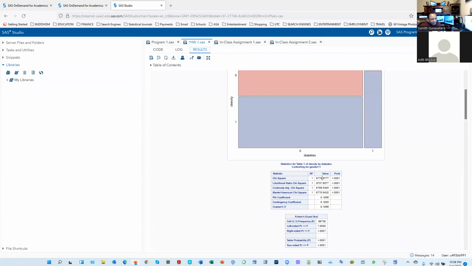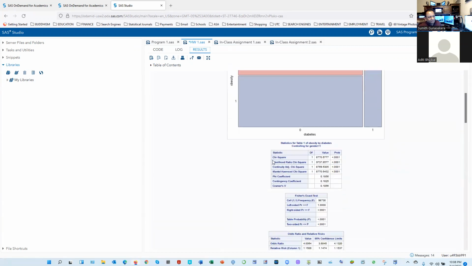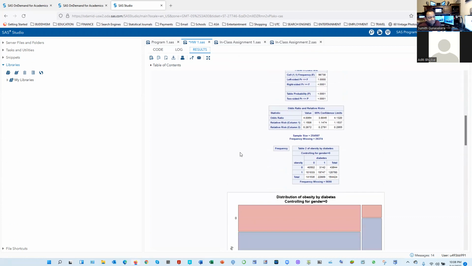This one for, see, together. I'm sorry, here. Obesity, I'm sorry, diabetes versus obesity for gender, one for female. See, female. Okay, separated. It's not within the gender; it's called one stratum. That's called one stratum or one level. See, these are stratified now. Stratified, the contingency table.